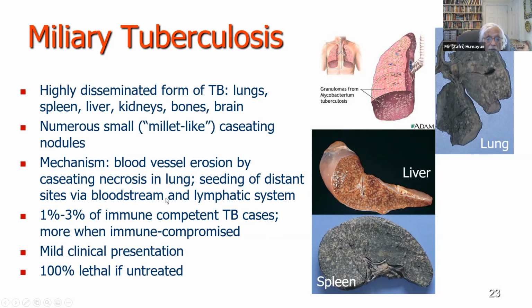Now, this miliary tuberculosis is rare in normal TB patients. Only about 1 to 2% of the immune competent people get miliary tuberculosis, but it's much more common in immune compromised patients, such as HIV infected patients. Miliary tuberculosis doesn't have a very strong clinical presentation, but it is 100% lethal if it is not detected and treated.